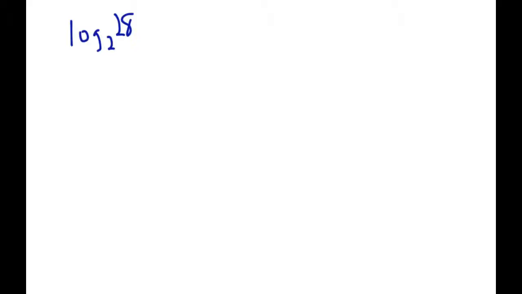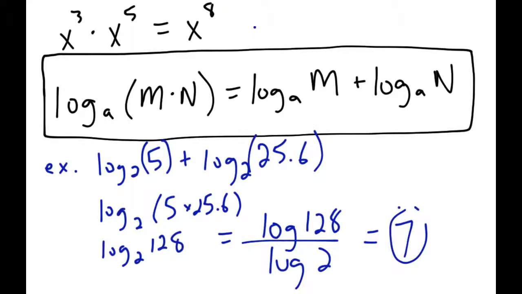So the other way we could do that is change it back to an exponent form. So you'd have 2 to the power of something equals 128, sorry. I might have messed up. Let's go back to the last page. Nope, that's right. So I had log 128 divided by log 2.